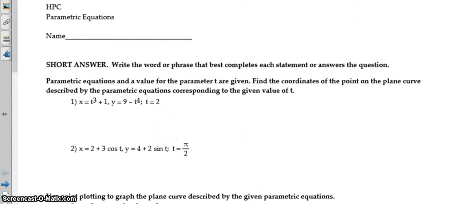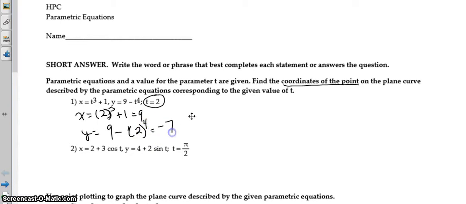Okay, so first of all, when we do the parametric equations, find the coordinates of the point when t is 2. So what is x when t equals 2? So 2 cubed plus 1. What's y when t is 2? So that's 16. 9 minus 16, negative 7. So when t is 2, with this set of parametric equations, we would have the ordered pair (9, negative 7).